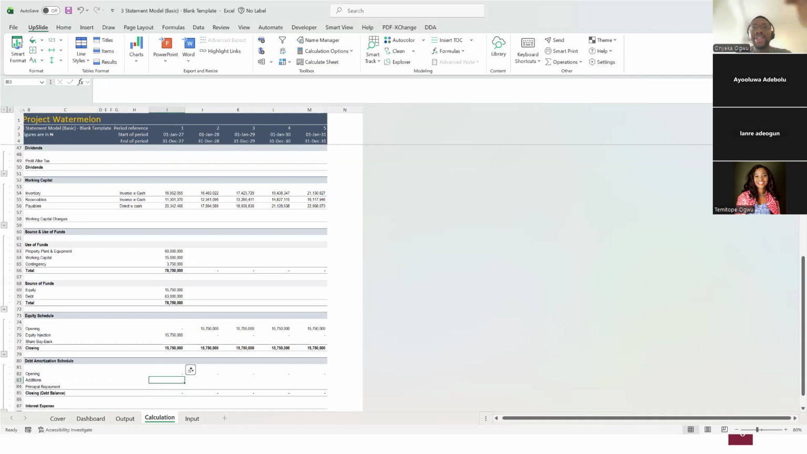The next thing is addition, right? What's our addition for debt? Our addition is this 63. So equity was 15, debt is 63, right? So that's our addition.